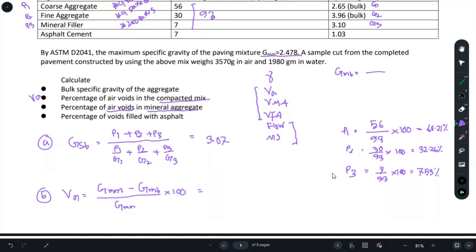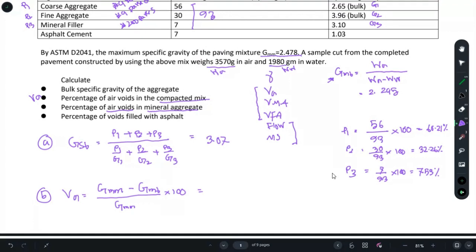To find out GMB, you have a formula. You will take the weight in air of your specimen, which is 3570, and you'll take the weight in water. So this is the formula to find out GMB. It's for compacted mix. We call that weight in air, and we call that weight in water, in submerged conditions. So you will find the value of GMB, a value of 2.245. So now we can find out the value of VA.